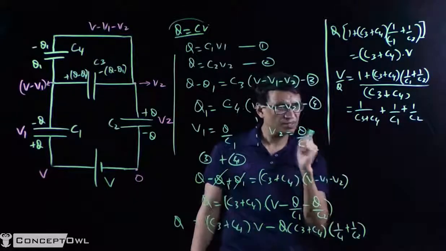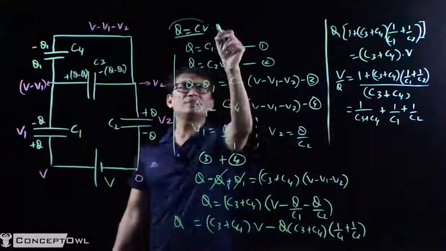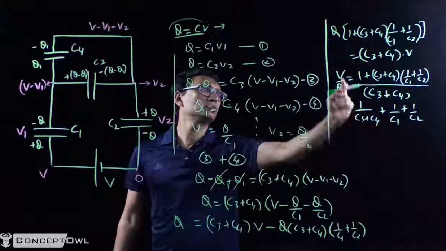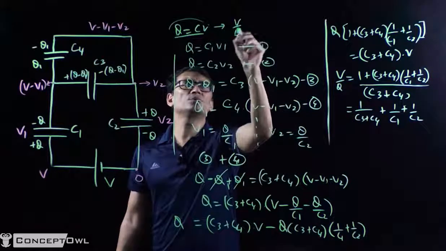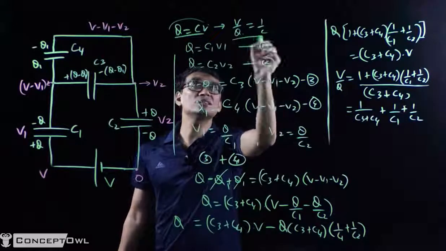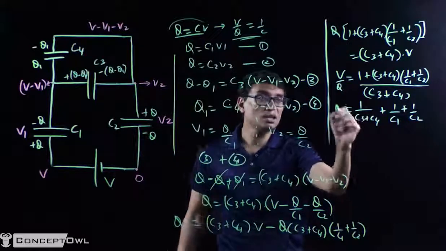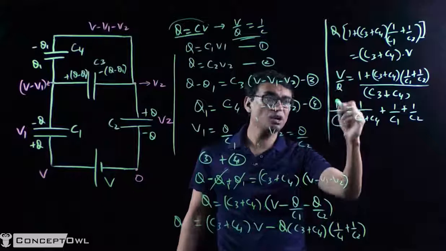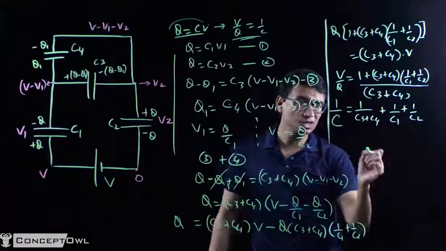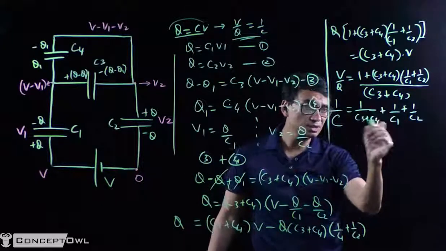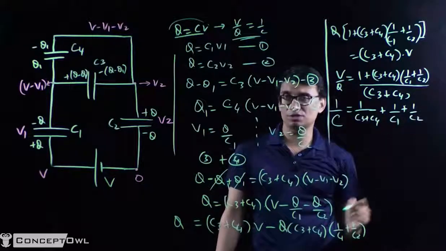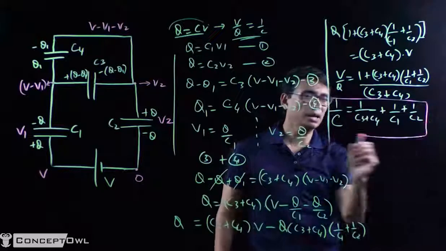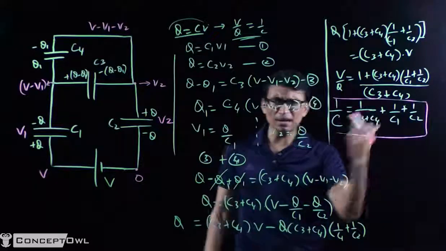Now from here we can see that V upon Q is going to be nothing but 1 upon C. So this is 1 upon equivalent capacitance. So V upon Q is 1 upon equivalent capacitance, which is equal to 1 upon C3 plus C4 plus 1 upon C1 plus 1 upon C2. This is my answer.